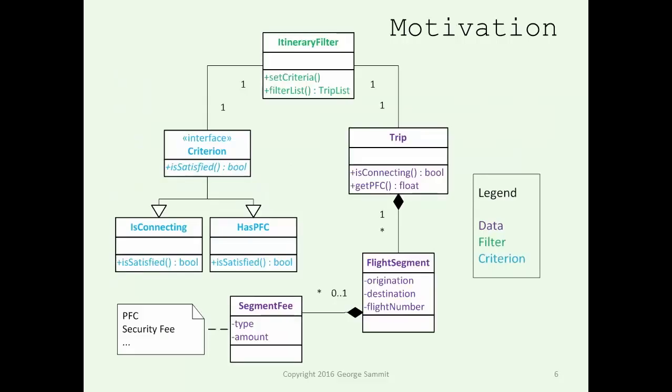This slide depicts our solution. On the right-hand side, colored purple, is our data set, which essentially is composed of trips and flight segments. On the left-hand side, colored blue, is our criteria. The trick here is that we have to be able to identify a connecting flight as well as a passenger facility charge, and we'll show you how to do that later on in this presentation. In the middle is our itinerary filter. The filter takes the data set, applies the criteria, and produces a subset.